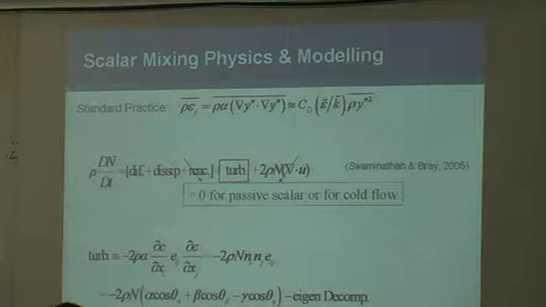So then you can decompose that using eigen decomposition in this form, and it comes out in a very simple manner. Where alpha, beta, and gamma are the principal components of this strain rate tensor, and theta alpha, theta beta, theta gamma are the orientation of this gradient vector with the principal direction. And this equation has a divergence term.